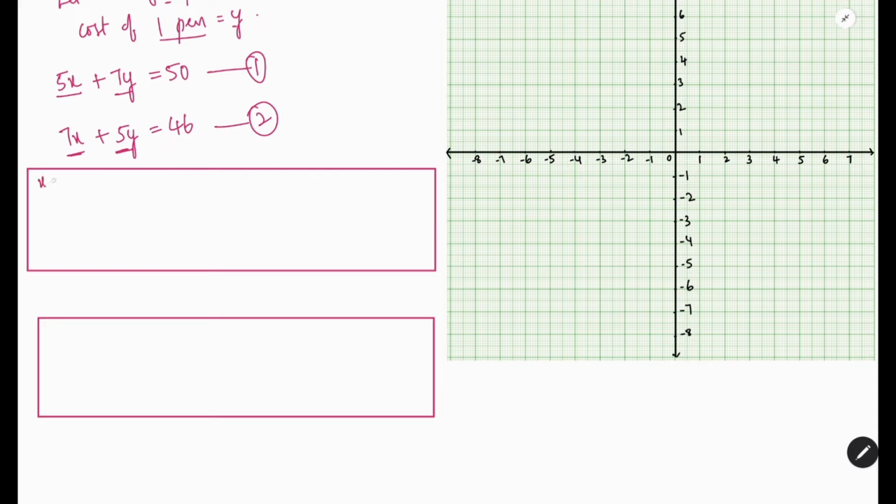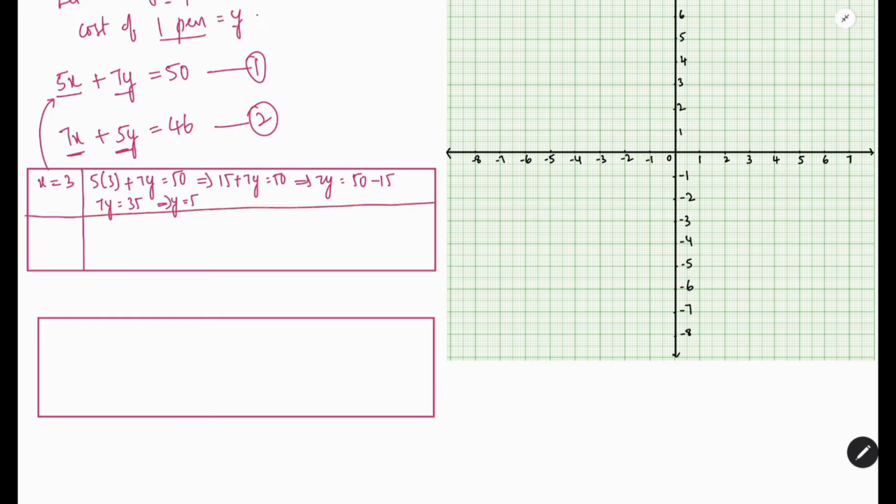Here, if x equal to 3, then you substitute the x value in this first equation. 5 into 3 plus 7y equal to 50. So 15 plus 7y equal to 50. 7y equal to 50 minus 15, which is 35. So y equal to 5.